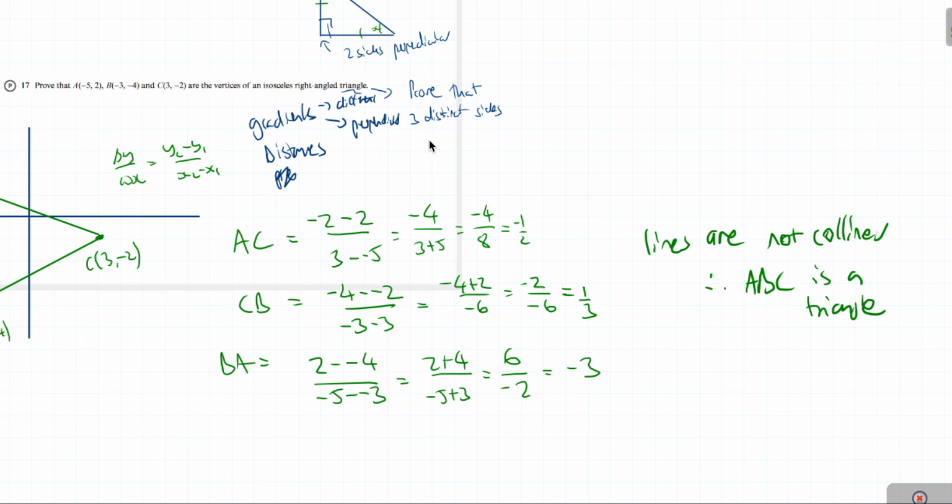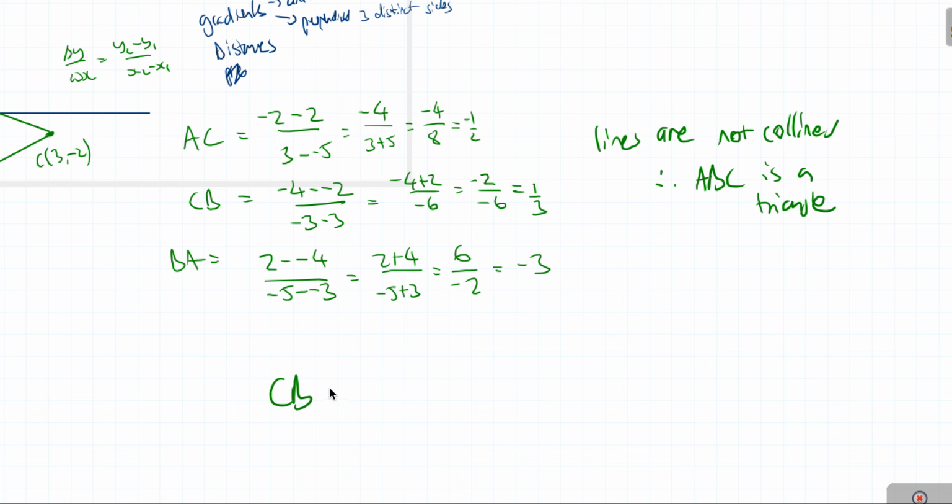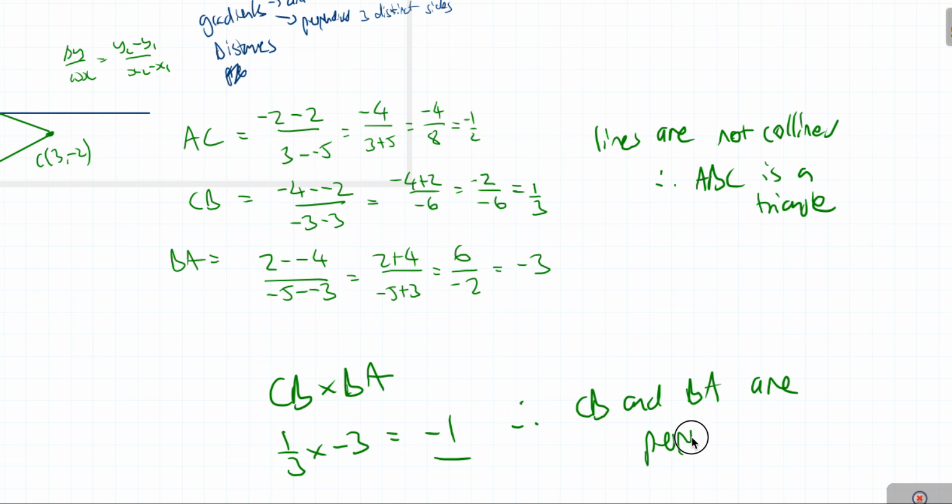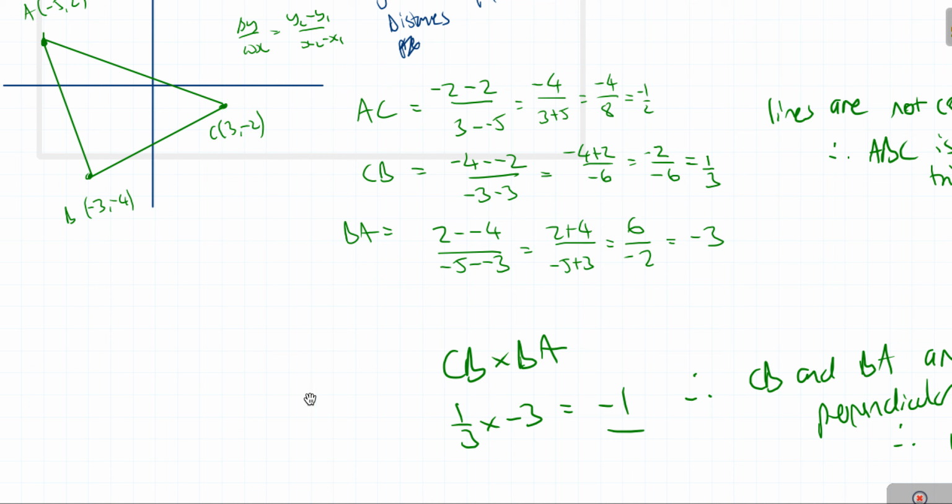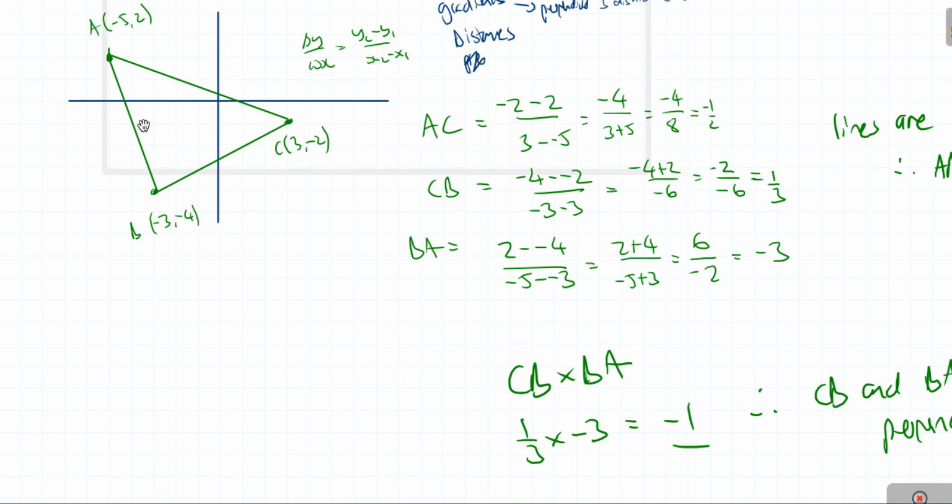From here, we want to prove that we have perpendicular sides. We can see that CB times BA in terms of gradients, a third times minus 3, is equal to minus 1. So therefore, CB and BA are perpendicular, so there is a right angle. The last thing we want to check is whether it's isosceles. We can cheat a little bit on this one because we can work out the distances CB and BA, since we know this part here is going to be the right angle. So we can do a little bit less work.